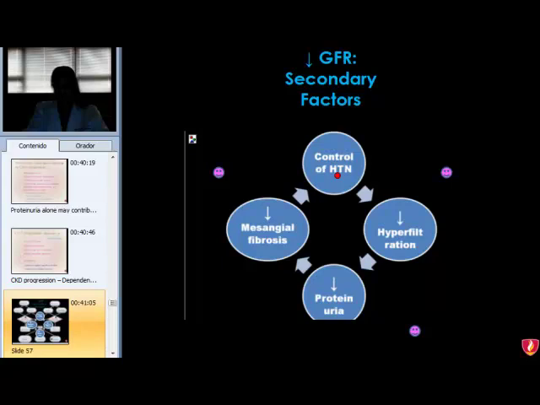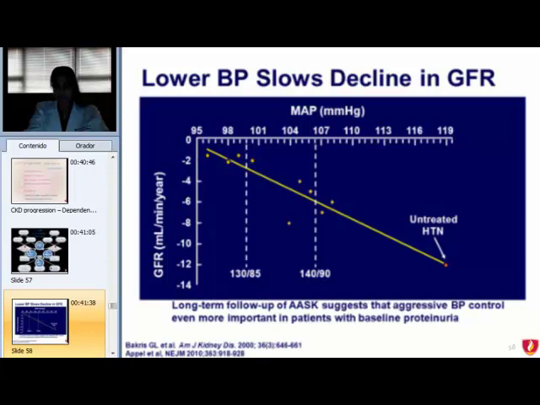So to control these, control of hypertension is paramount. That is the single most important factor in preventing progression of renal disease, because controlling hypertension will decrease hyperfiltration, that will decrease proteinuria, and that will decrease mesangial fibrosis. So three of the most important secondary factors can be controlled just by controlling hypertension.